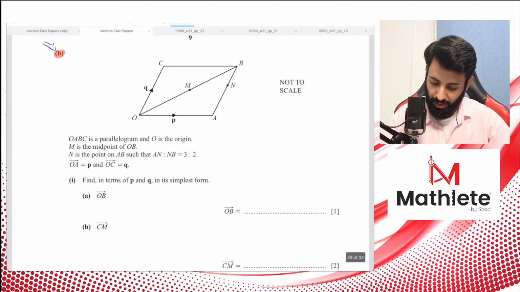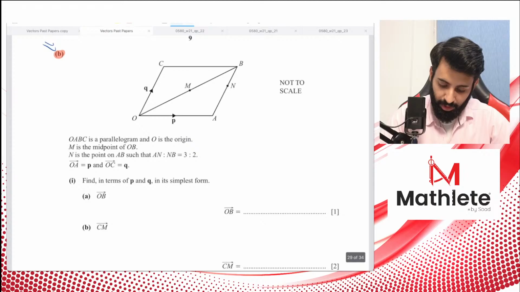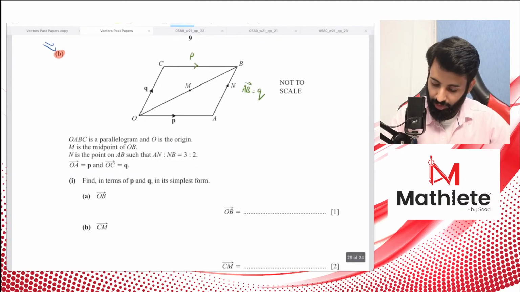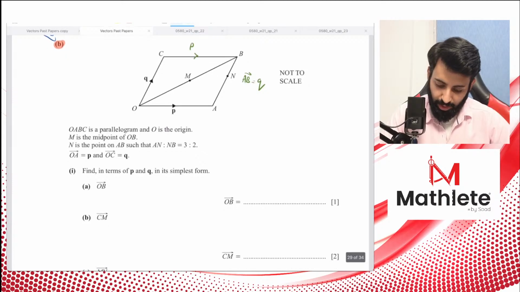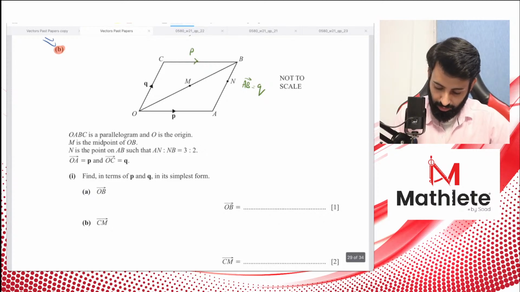Okay, so I'm going to read the question again and see what it is that I can find out. Since OABC is a parallelogram, immediately you know that CB is also going to be equal to P, and you also know that AB is going to be equal to Q. Now, M is the midpoint of OB. Since we don't have OB, we're not going to write that down. But yeah, I think that's enough. So let's find out OB.